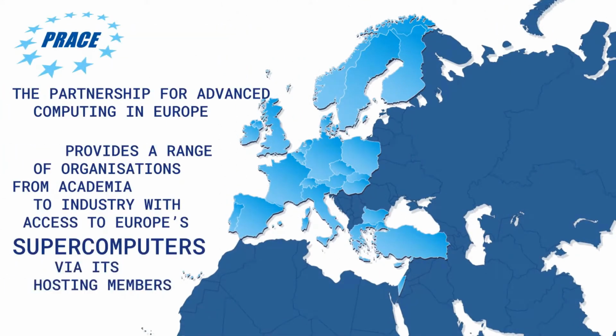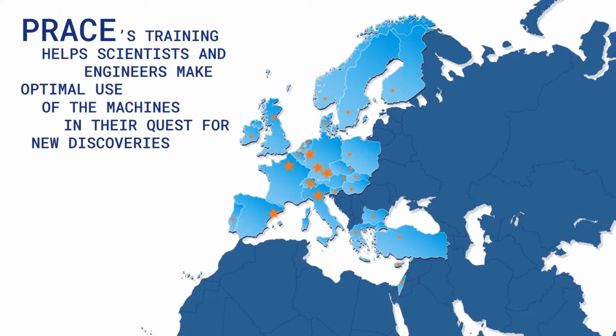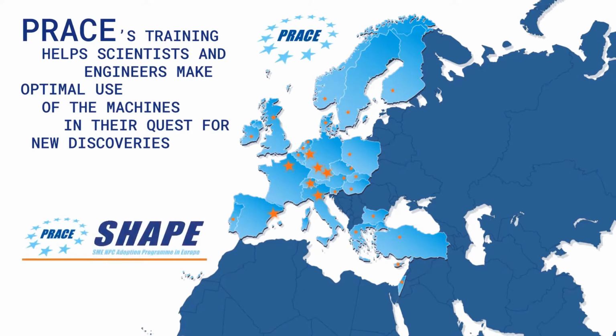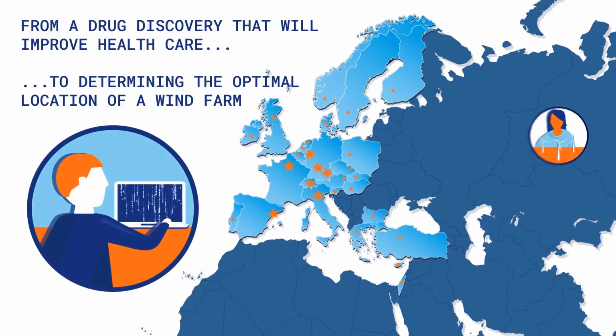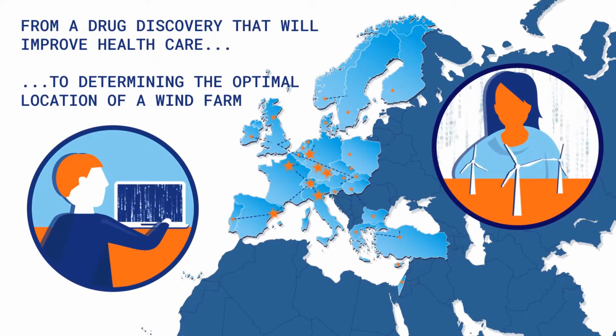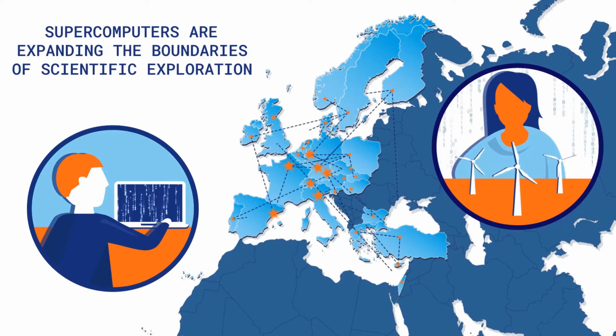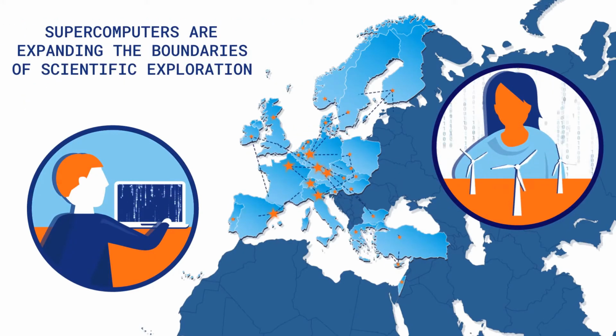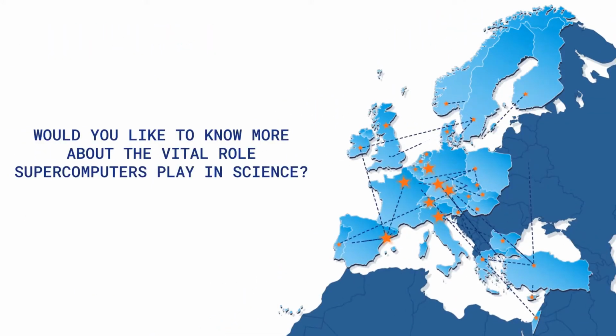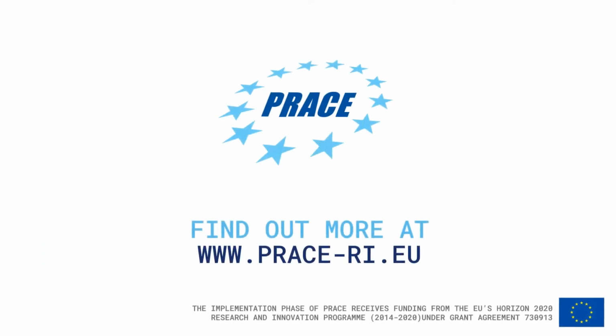PRACE, the Partnership for Advanced Computing in Europe, provides a range of organisations, from academia to industry, with access to Europe's supercomputers via its hosting members. PRACE's training helps scientists and engineers make optimal use of the machines in their quest for new discoveries. From a drug discovery that will improve healthcare to determining the optimal location of a wind farm, supercomputers are expanding the boundaries of scientific exploration. Would you like to know more about the vital role supercomputers play in science? Find out more at www.prace-ri.eu.